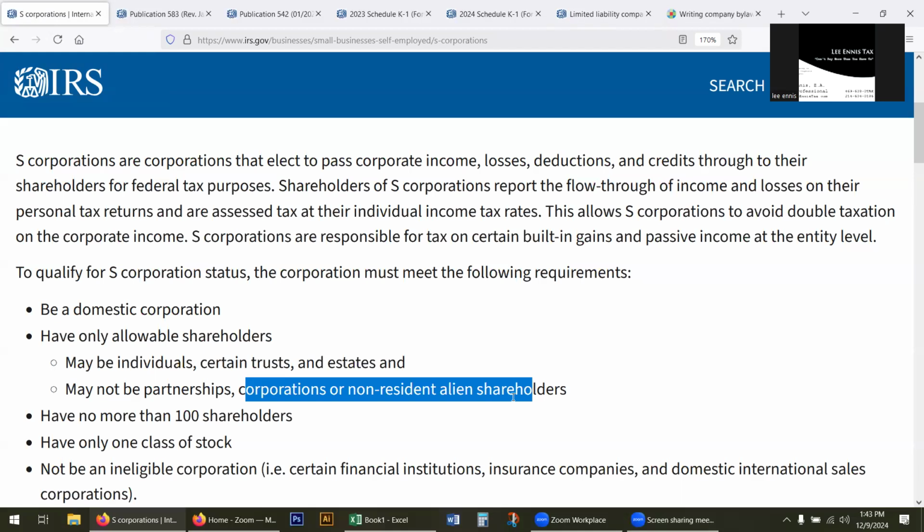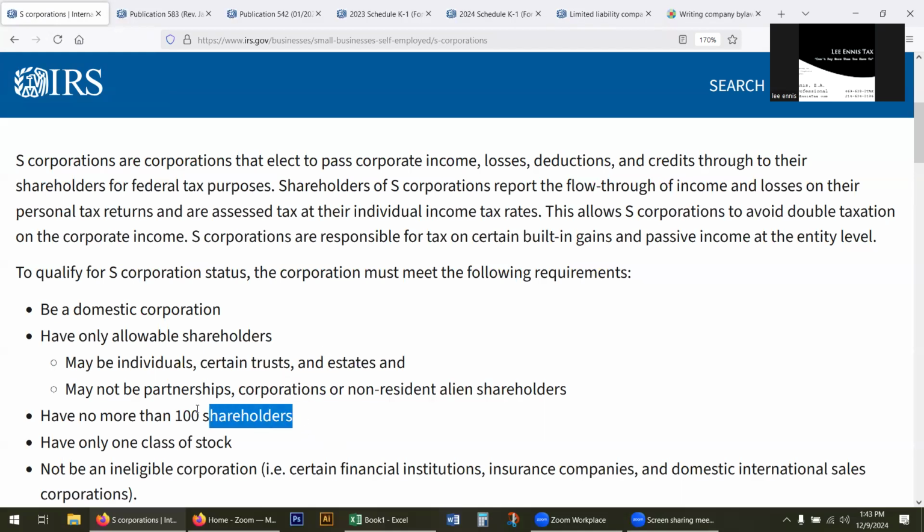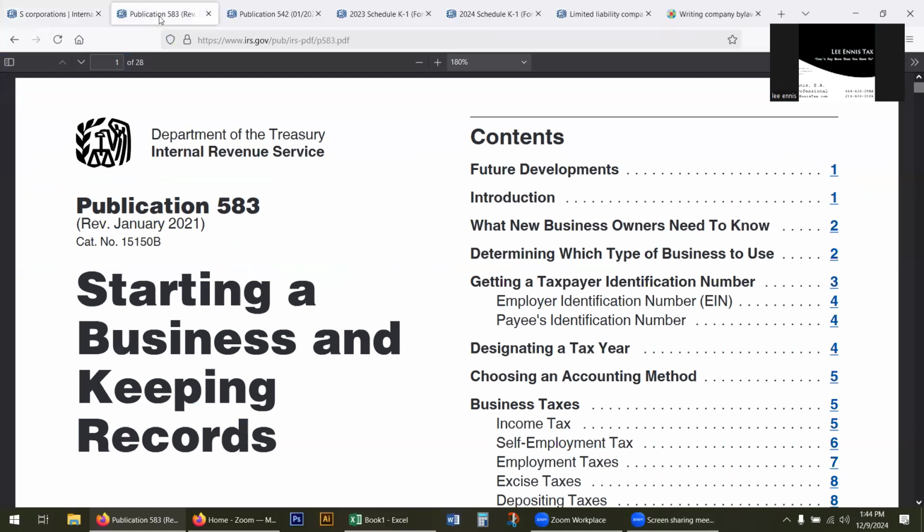And S corporation stands for small corporation. The biggest thing there is that it can't have any more than 100 shareholders. That's the reason why, if you're going after public money where you want to bring in as many investors as possible, then you have to be a C corporation because you're going to surpass that 100 shareholders pretty quick. So now let's get to what things you need to do when starting a business.